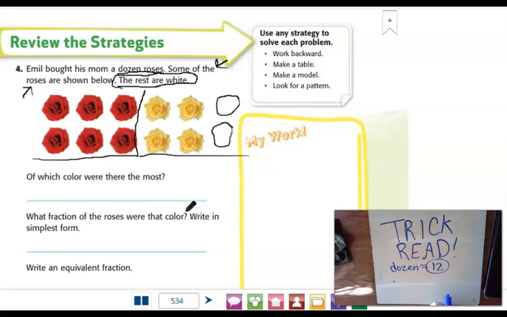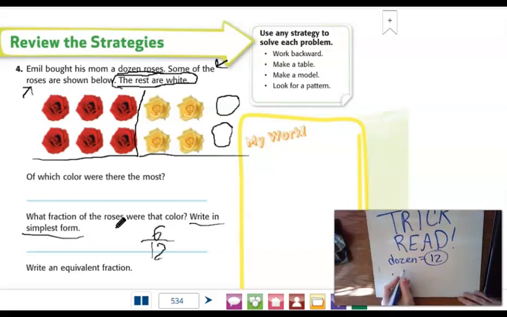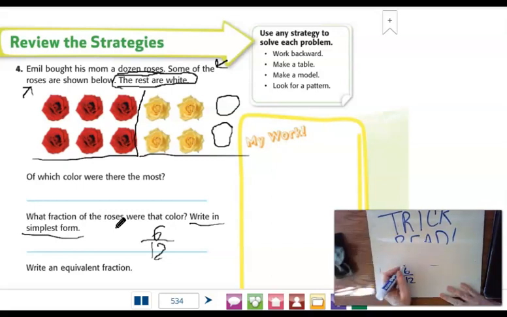What fraction of the roses were that color? So you're going to have the same amount for each. So of which color were there the most? Neither one. The fraction of the roses in that color? Well, since there are 6 out of 12 that are red and 6 out of 12 that are white, I could write 6 out of 12, but that's not in simplest form, and it says right here, write it in simplest form. So I can look at 6 12ths, and I can write out my factors of 6 and 12.